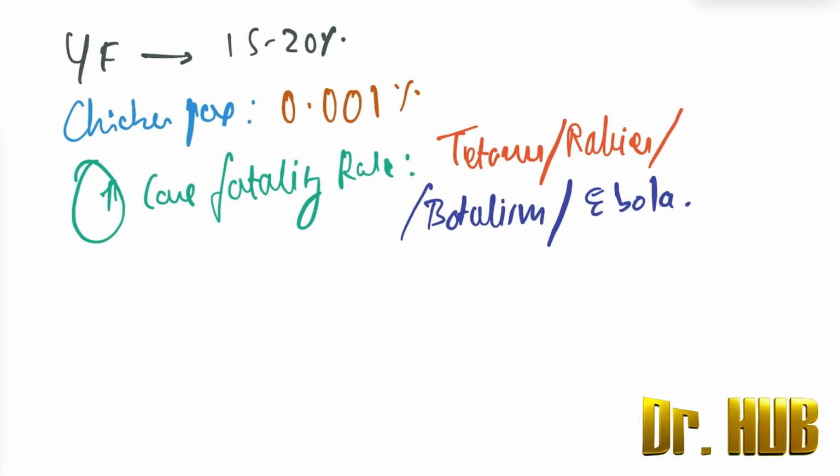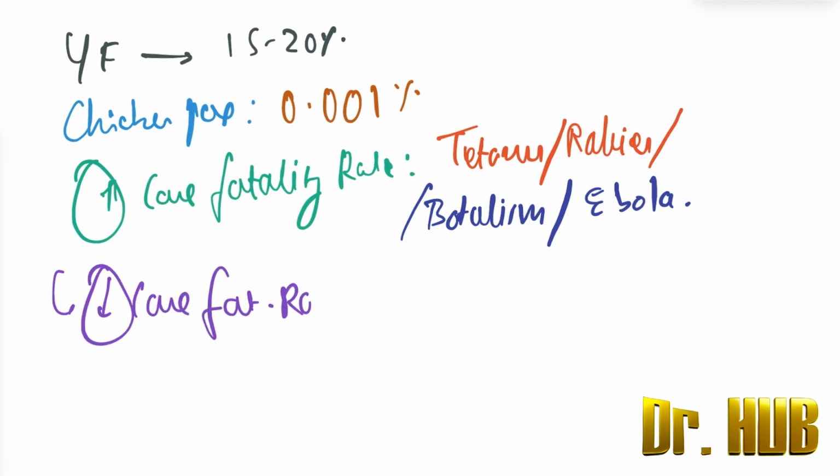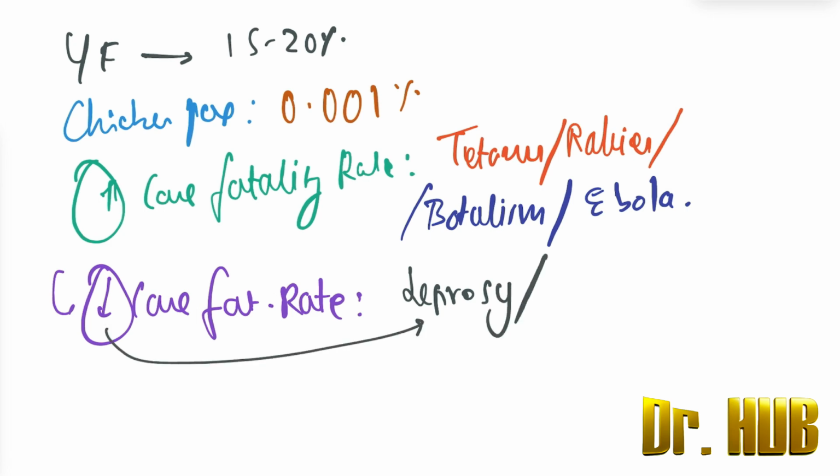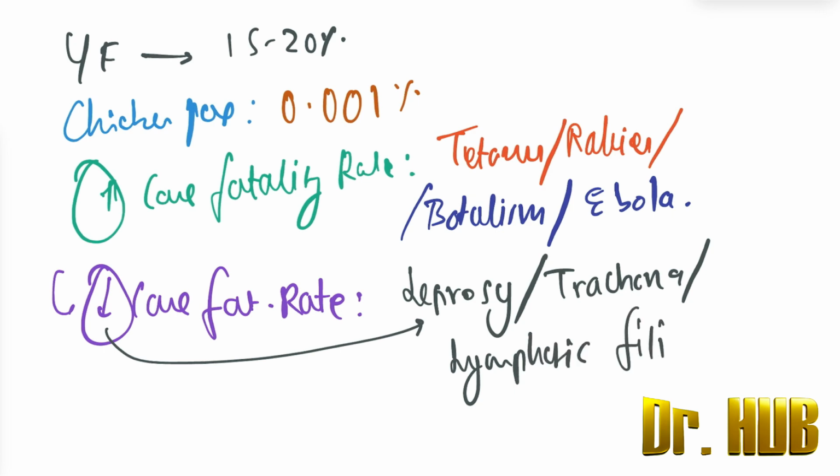Then the diseases with a low case fatality rate. This will include leprosy, trachoma, and lymphatic filariasis.